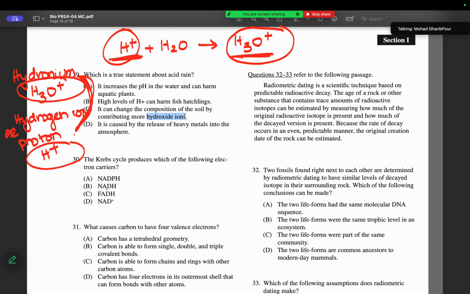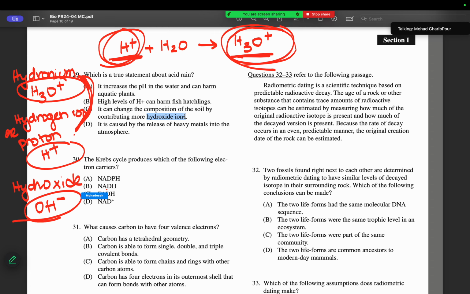And then we have hydroxide. Okay? That's OH minus. This is what a base releases. So this is acid. This is the effect of base. Okay? So this is going to be high pH. This is low pH. The lower the pH, the more acidic something is.